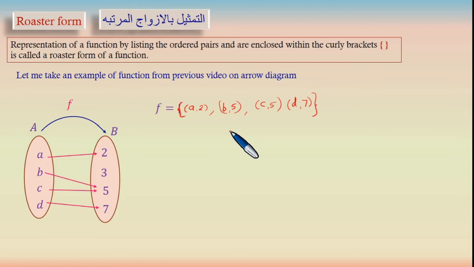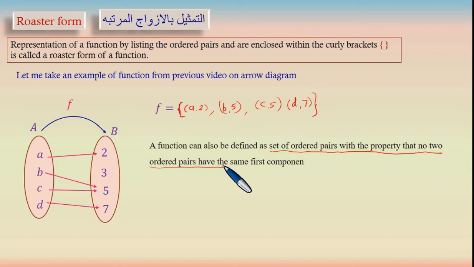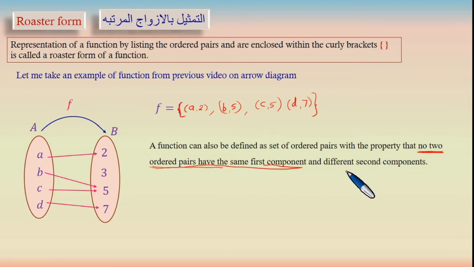So here the function is defined as a set of ordered pairs with the property that no two ordered pairs have the same first component. This is important, with the property that no two ordered pairs have the same first component and a different second component. If that is the case, then it is not a function. Okay, so here very simple.